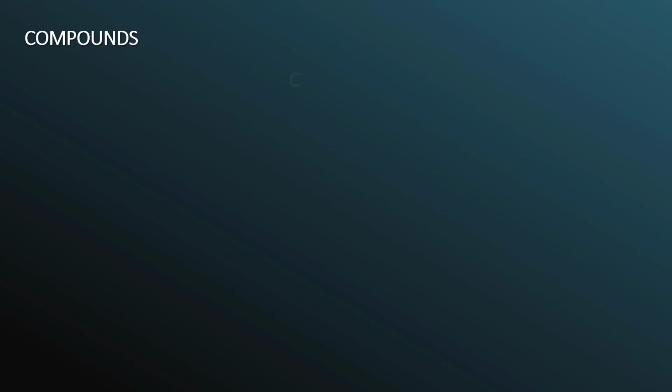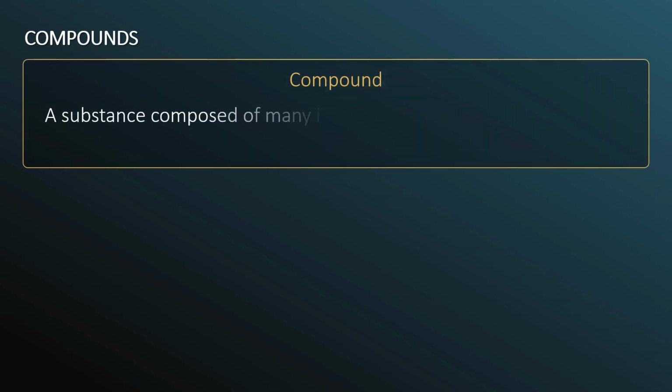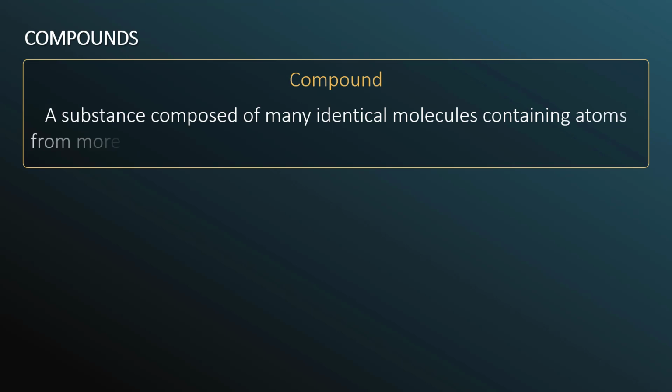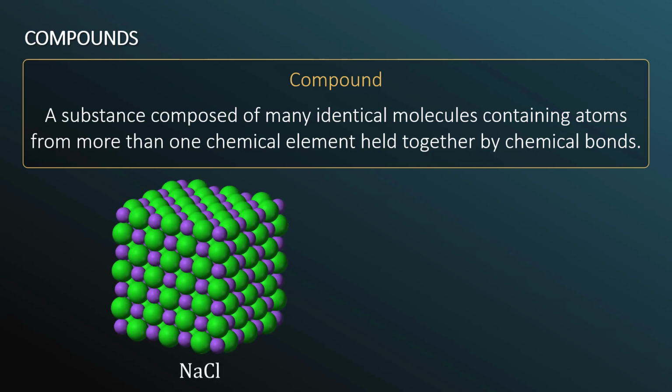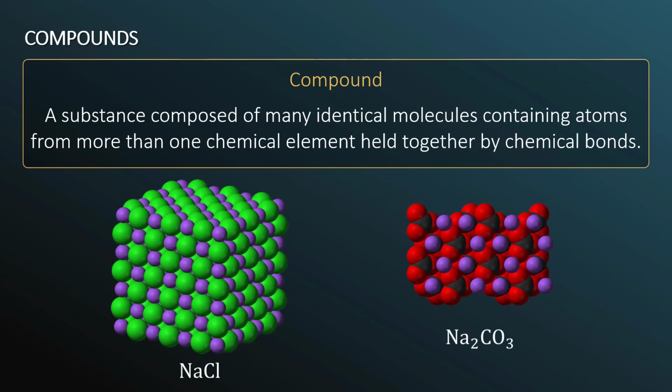Compounds. A substance composed of many identical molecules containing atoms from more than 1 chemical element that are held together by chemical bonds. So here we have sodium chloride on the left, and on the right we have sodium carbonate. Now sodium is represented in purple here, chlorine is represented in green, carbon in black, oxygen in red. Compounds have elements arranged in a fixed order and proportion. There's a repeating pattern to them.